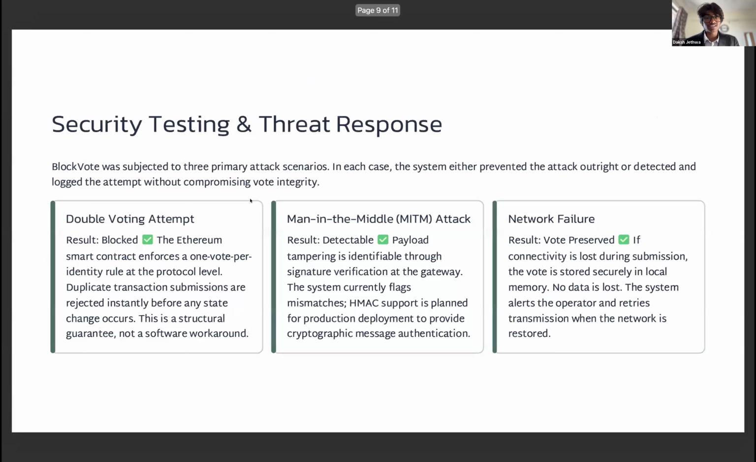Now let's take a look at what happens when someone tries to break the system. We tested 3 major attack scenarios. Double voting attempts were blocked at the smart contract level. Man-in-the-middle attacks were detected through cryptographic verification. And even during network failures, no votes were lost because they are securely stored on the kiosk and then pushed when connection is established. This shows that the system is resilient by design.